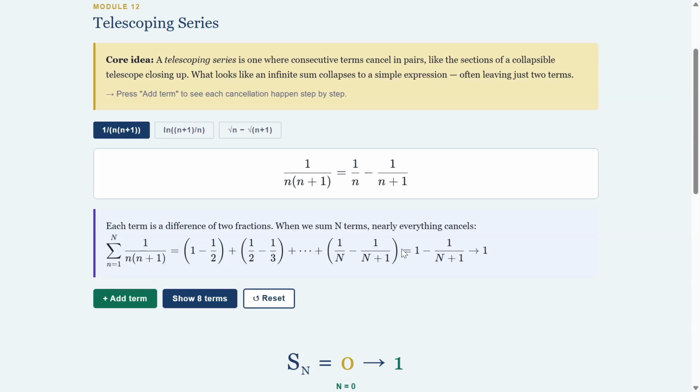The minus a half will cancel with the plus a half. The minus a third will cancel with plus a third, and so on, until you end up with 1 minus 1 over n plus 1. From earlier work, we know that 1 over n plus 1 is going to eventually become 0 as n tends to infinity. The sum of the original series will tend to the limit 1.